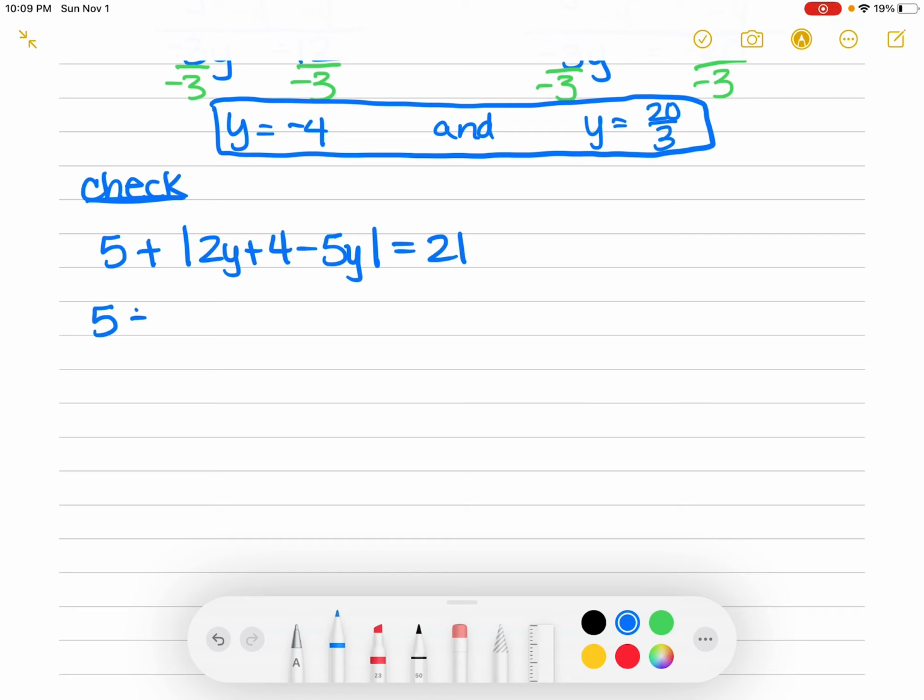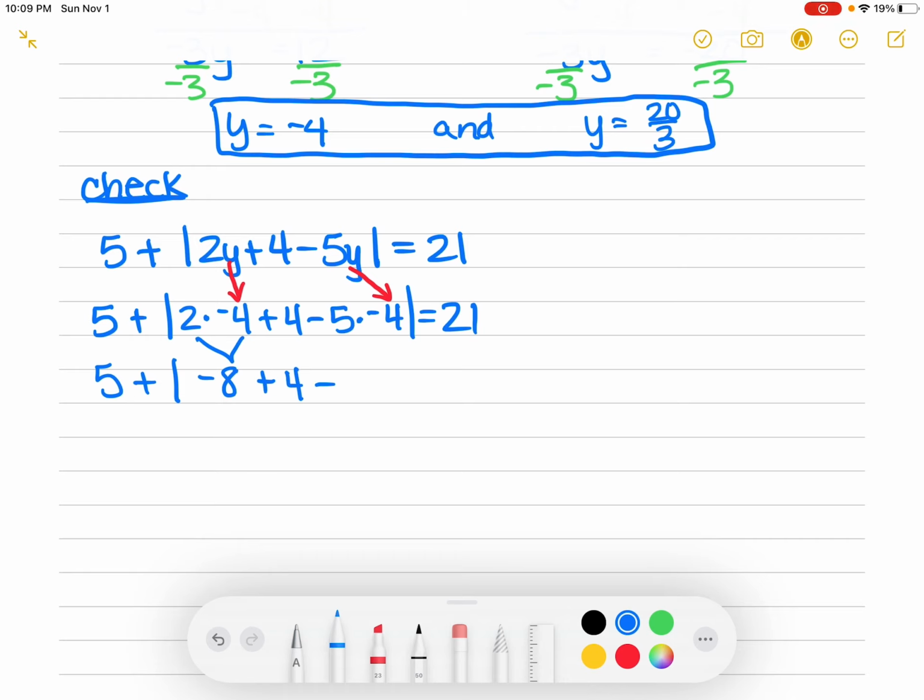So first one, I'm going to put in the negative 4. So I have 2 times negative 4 plus 4 minus 5 times negative 4 equals 21. So notice, if you don't understand this right now, I'm just putting in the negative 4, which was right here, in for the y. Okay, now I can do my calculations. So I still have just this 5 plus, and now I have negative 8, because I multiplied these two, plus 4 minus a negative 20 in absolute value.